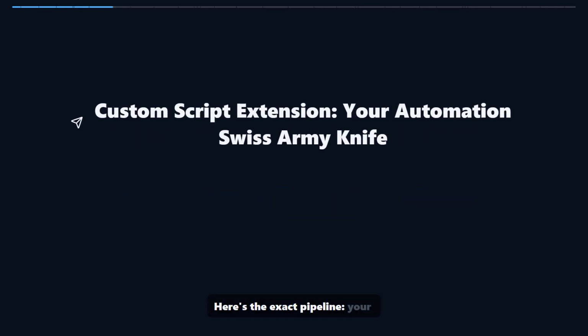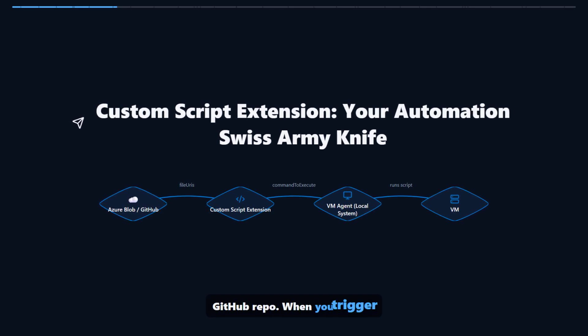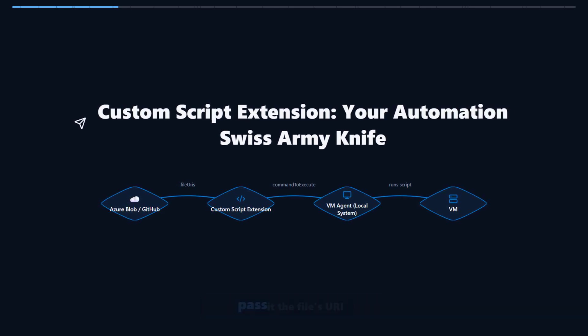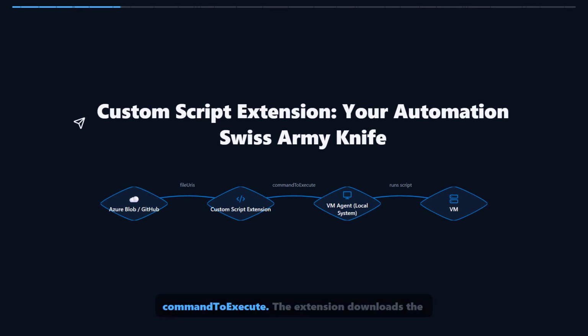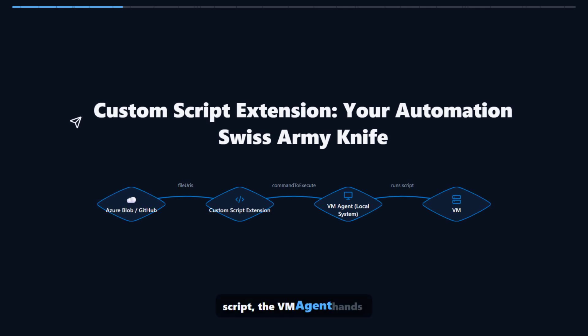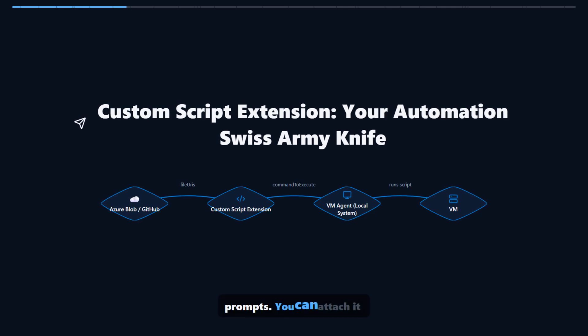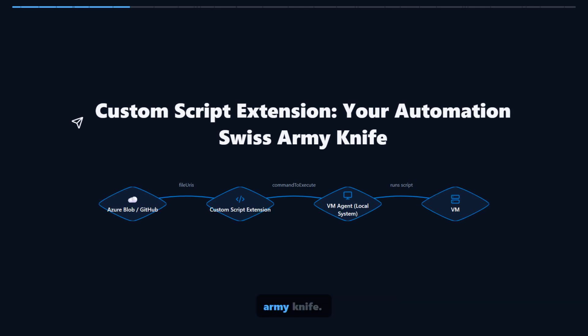Here's the exact pipeline. Your PowerShell script sits in Azure Blob Storage or a public GitHub repo. When you trigger the custom script extension, you pass it the file's URI in the fileUris setting and the command to run in commandToExecute. The extension downloads the script, the VM agent hands it off, and it executes under the local system account. Full admin rights, no prompts. You can attach it at deployment time or fire it against an existing VM later. That's your automation Swiss Army knife.